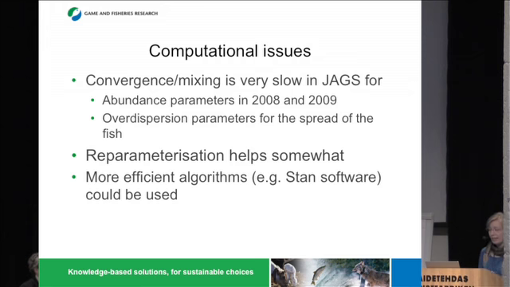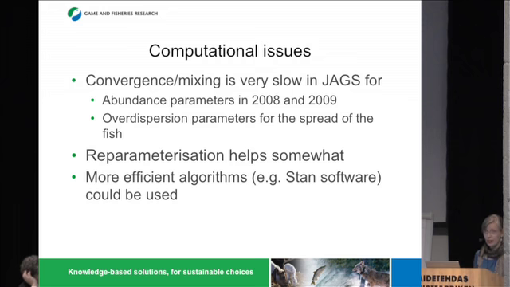But since things are not easy, we have had quite a lot of computational issues with this model. So we are using JAX for the simulations, and unfortunately the convergence and mixing, especially the mixing of the chains, is very slow in JAX. And this is making estimating the abundance parameters especially problematic.